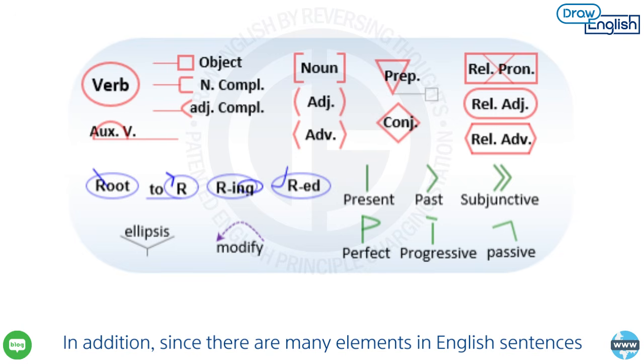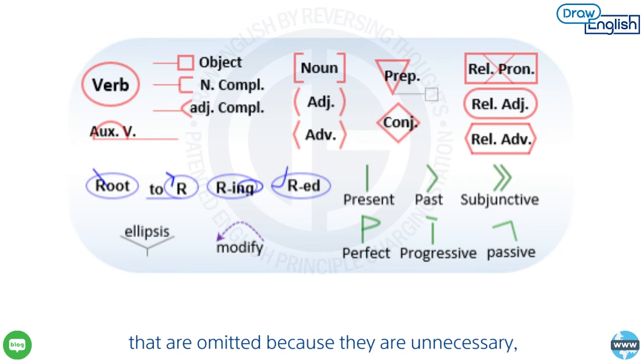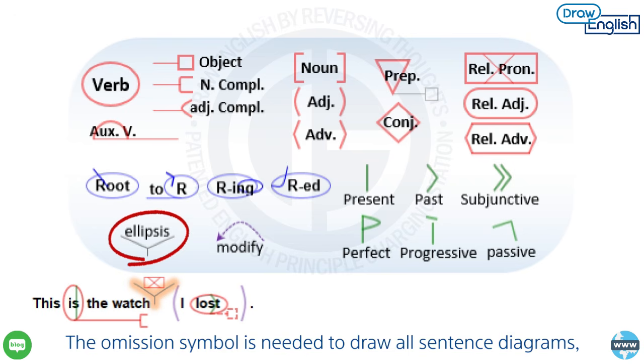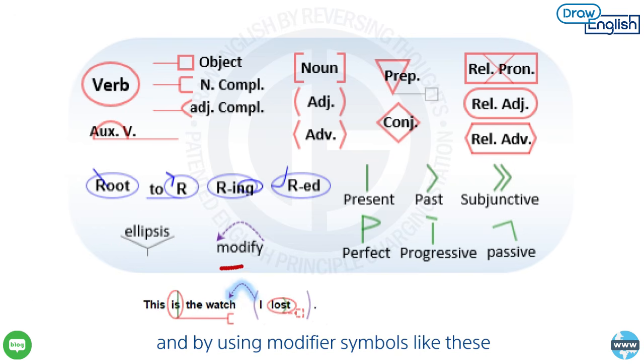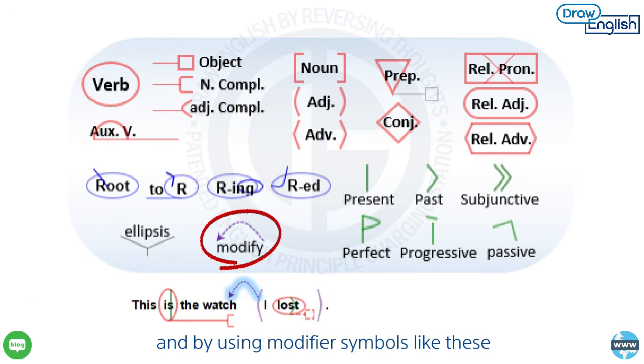In addition, since there are many elements in English sentences that are omitted because they are unnecessary, the omission symbol is needed to draw all sentence diagrams, and by using modifier symbols like these to indicate the direction of modification, you can achieve even clearer meaning analysis.